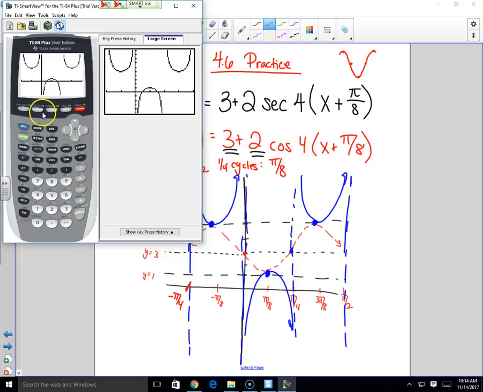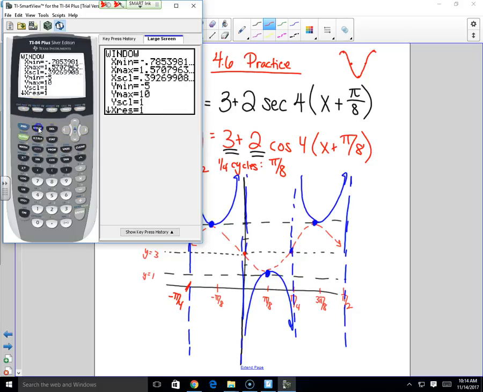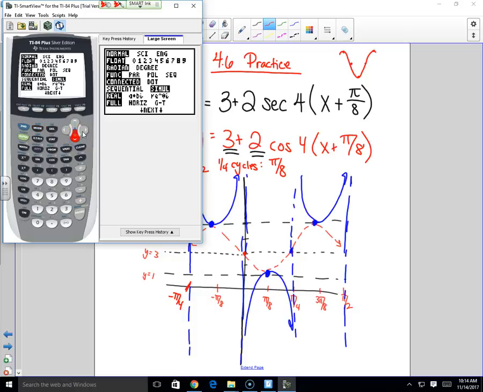If you're in degrees, guys, what if I change this to degrees real quick, just to make a point? If I was to go to the mode. Are the radians going to mean anything in degrees?